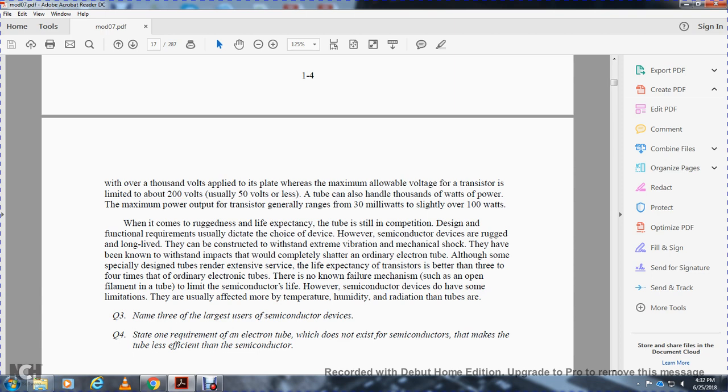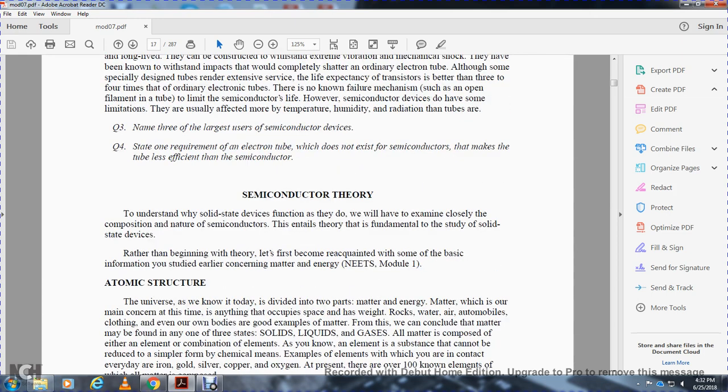When it comes to ruggedness and life expectancy, the tube is still in competition. Design and functional requirements usually indicate the choice of device. However, semiconductor devices are regularly long-lived, and they can be constructed to withstand extreme vibration and mechanical shock. They have been known to withstand impacts that would completely shatter an ordinary electron tube. Although specially designed tubes render extensive service life, the life expectancy of a transistor is better than 3 to 4 times that of ordinary electron tubes. There are no known failure mechanisms, such as open filaments in tubes, to limit the semiconductor's life. However, semiconductor devices do have some limitations; they are usually affected more by temperature, humidity, and radiation than tubes are.